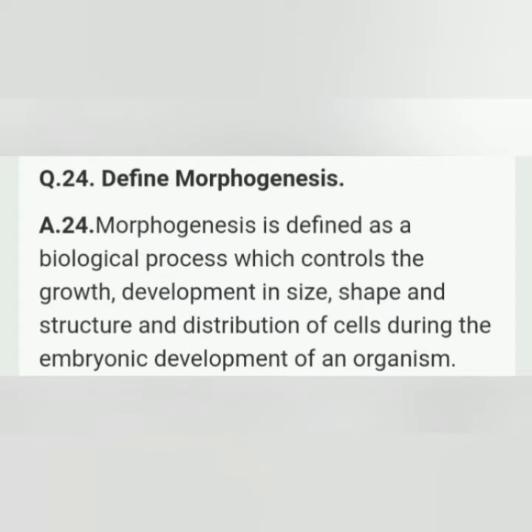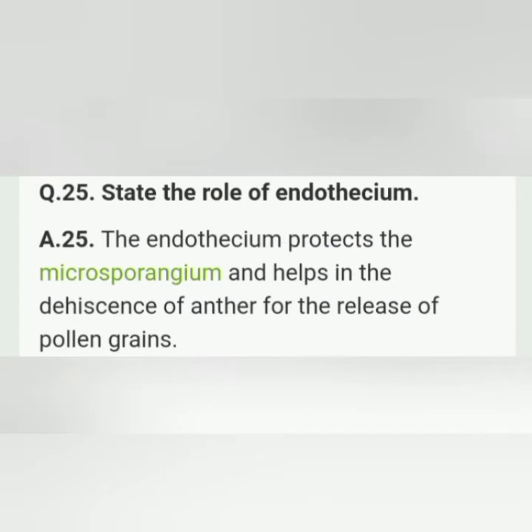Question. Define morphogenesis. Answer. Morphogenesis is defined as a biological process which controls the growth, development in size, shape, and structure and distribution of cells during the embryonic development of an organism. Question. State the role of endothecium. Answer. The endothecium protects the microsporangium and helps in the dehiscence of anther for the release of pollen grains.